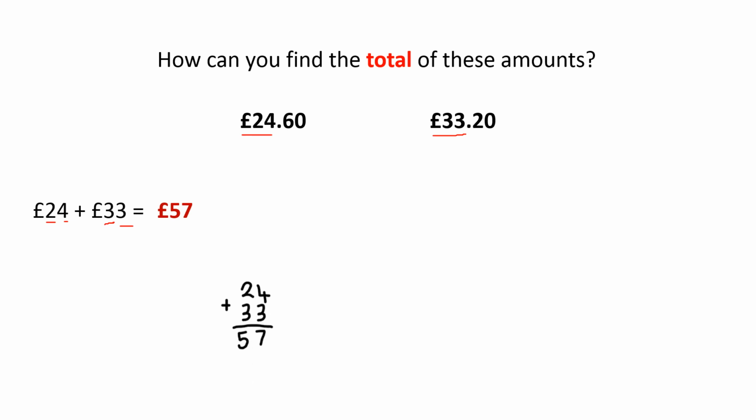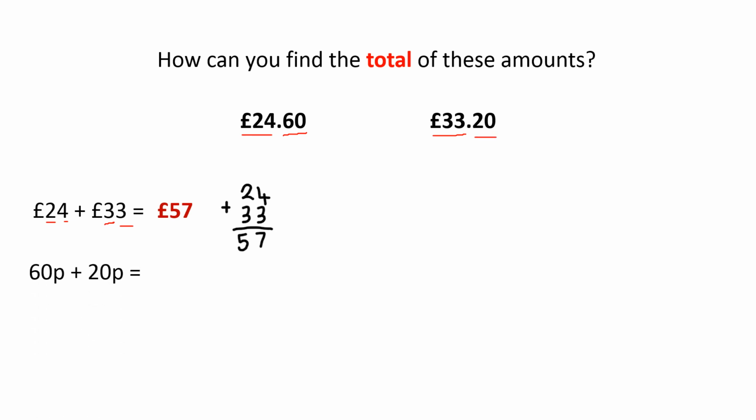And you could also use the column method to work it out. So 4 plus 3 is 7, 2 plus 3 is 5. So now what do we have left? We have the pence. So we can do 60p plus 20p, which is 80p. And now we've added the pound and the pence.